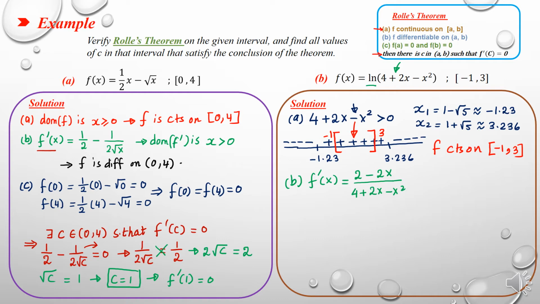Now you have to find the domain of this function. Since we have a rational function and a polynomial in the denominator, the polynomial must be not equal to 0, and the roots of this polynomial are given in part A. We have 1 minus radical 5 and 1 plus radical 5, and since these two roots are not included in the open interval from -1 to 3, then f is differentiable on the open interval from -1 to 3.